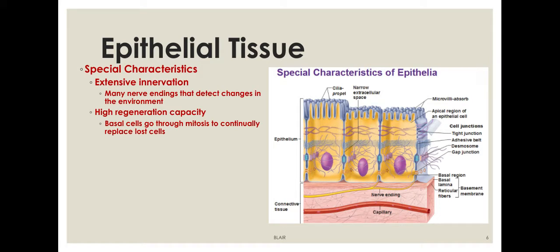There are some special characteristics for our epithelial tissue. We can have a lot of nerve endings or extensive innervation. And that means that in this tissue, there are all of these nerve endings, and that is used to detect changes in the environment. Think of your skin, right? You can detect heat or cold. You can detect pressure and touch. That's because of all of the nerves. It also has a high regeneration capacity, which means if it's broken or cut or damaged, it can regenerate. And the basal cells are going to go through mitosis to continually replace. So you're building that epithelial tissue from the bottom up.